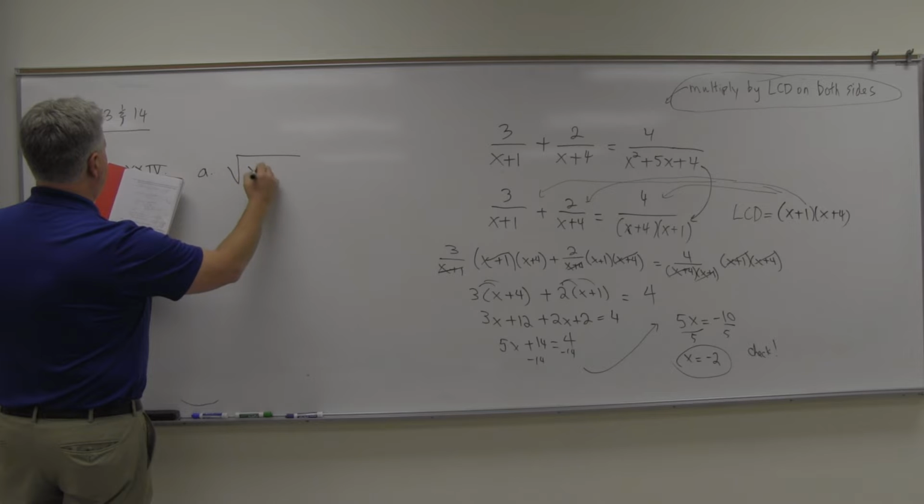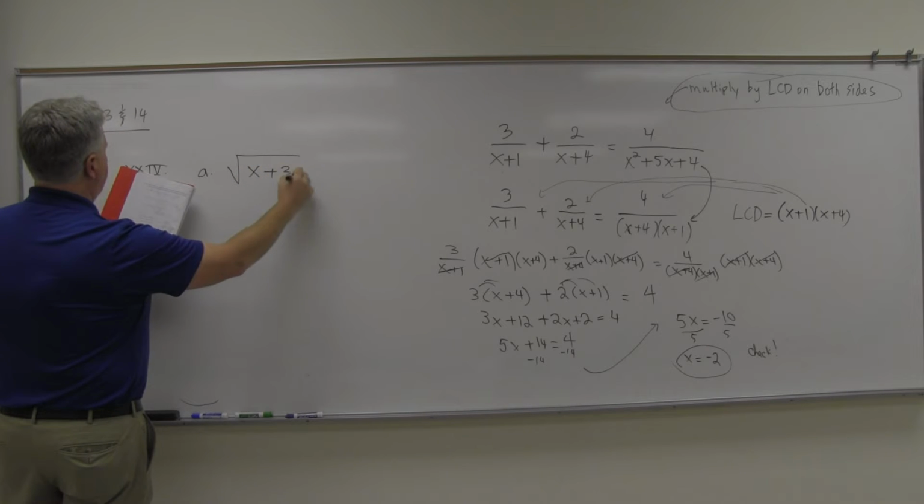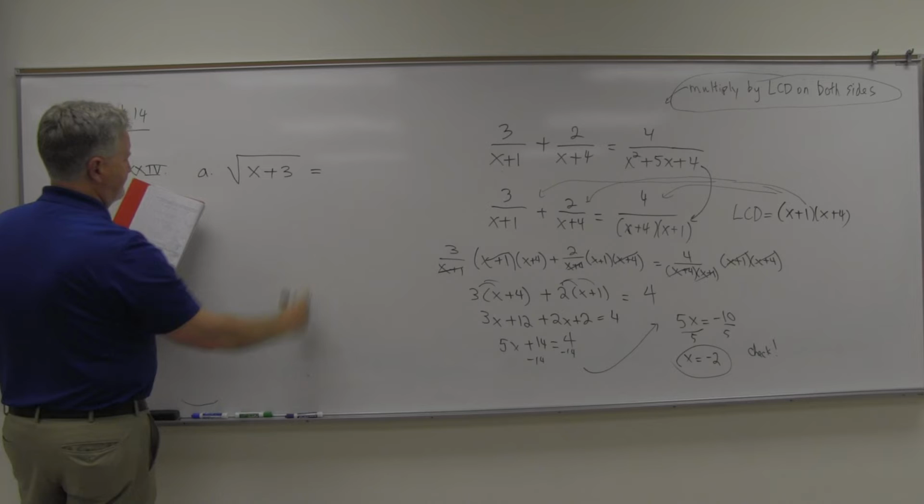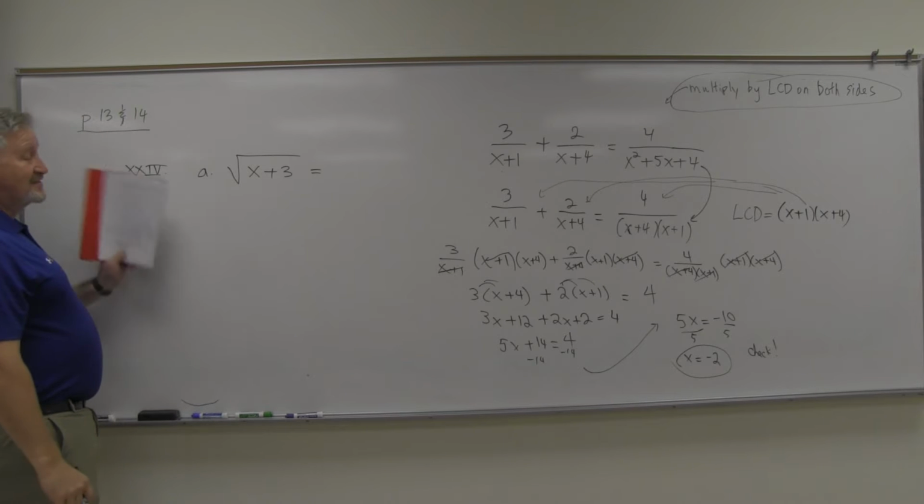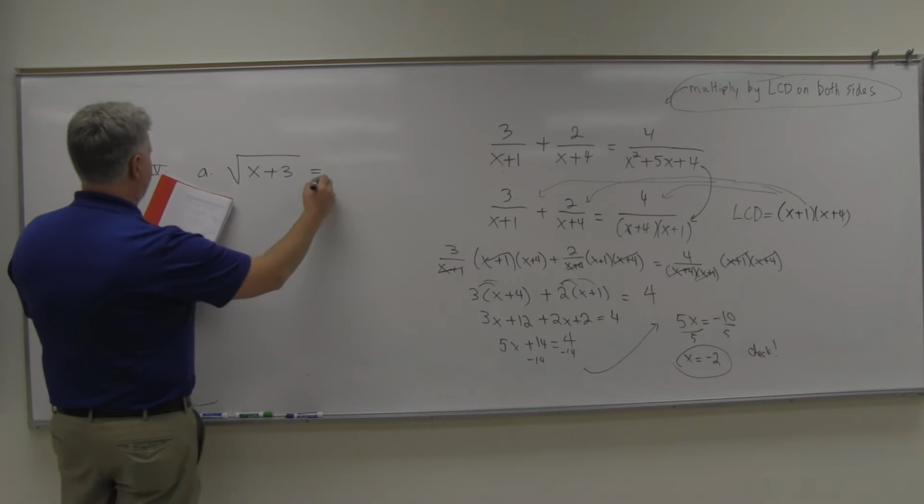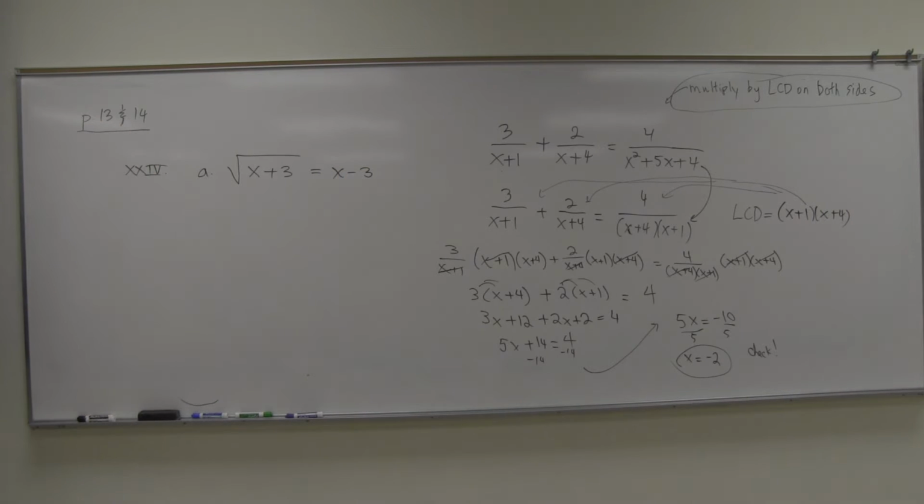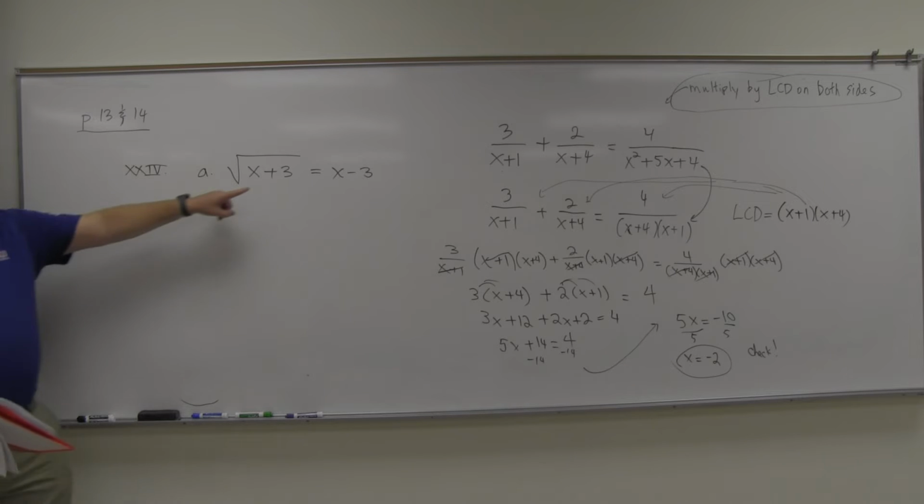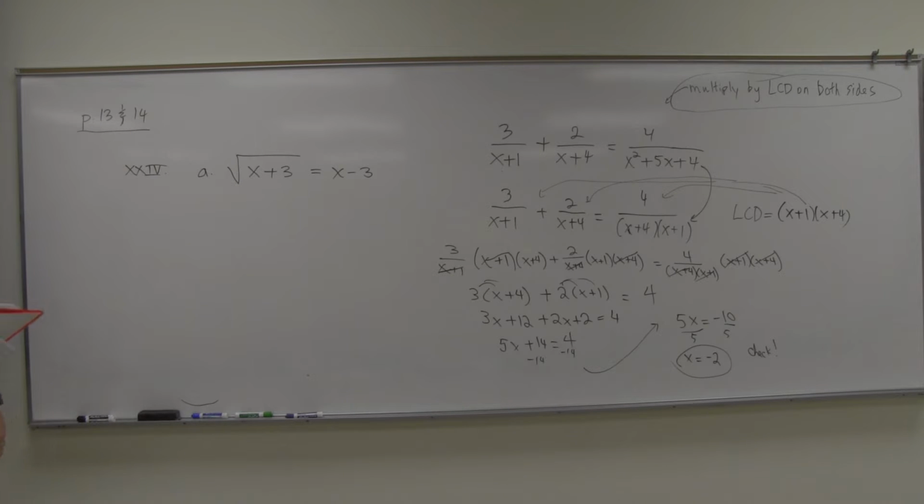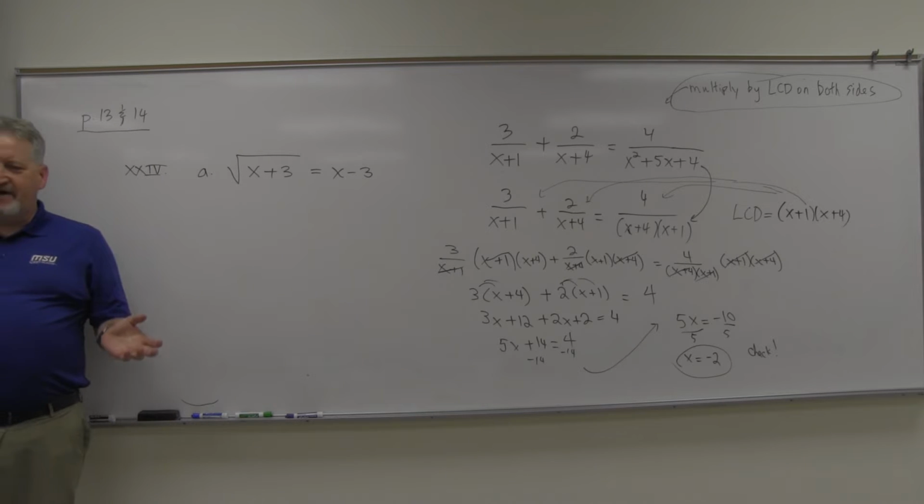So let's do this. Change a to absolute value. The square root of x plus 3 equals x minus 3. So this has a combination of the radical and rational expressions. We've got to change that 3 to a 2 on example A, so it'll work out like I want it to here. This one we talked about last time.